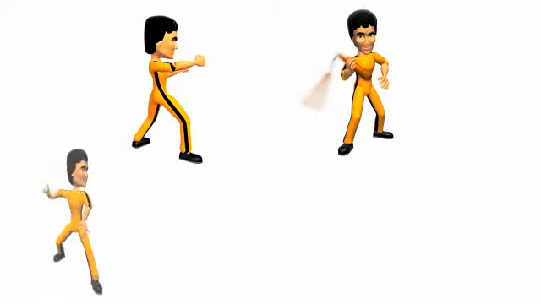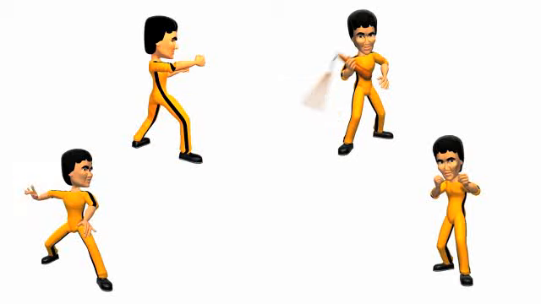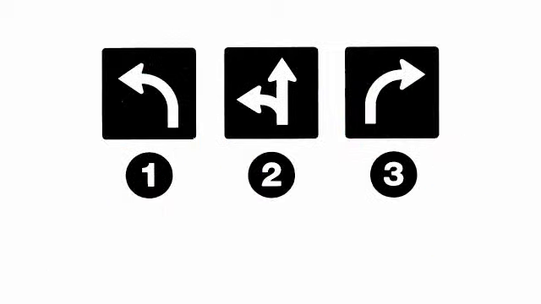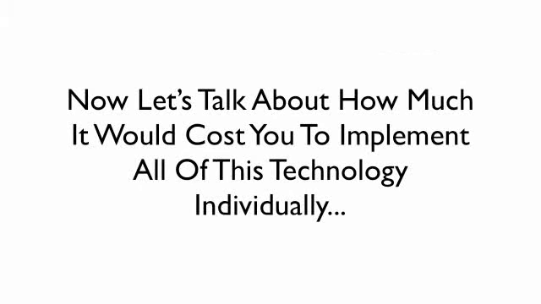Basically, multiple hits are always coming from different places and each has a unique delivery, so your visitor never feels like you're just trying the same thing over and over again until they give in. They feel like you are presenting them with options, giving them the power to choose, not whether they will subscribe, but how. Now let's talk about how much it would cost you to implement all of this technology individually.